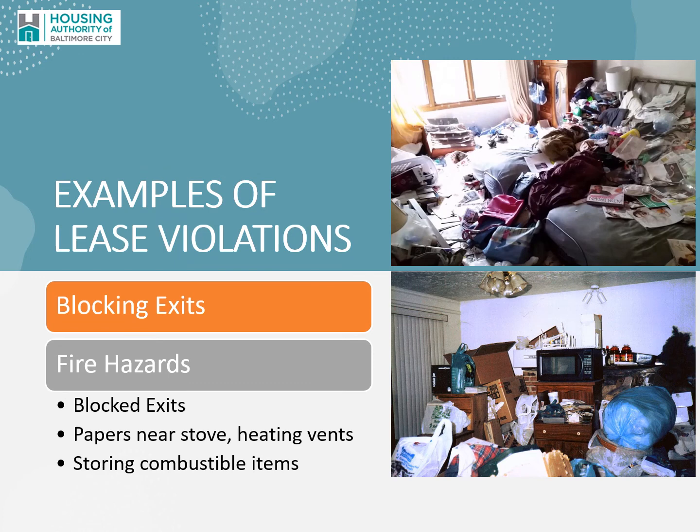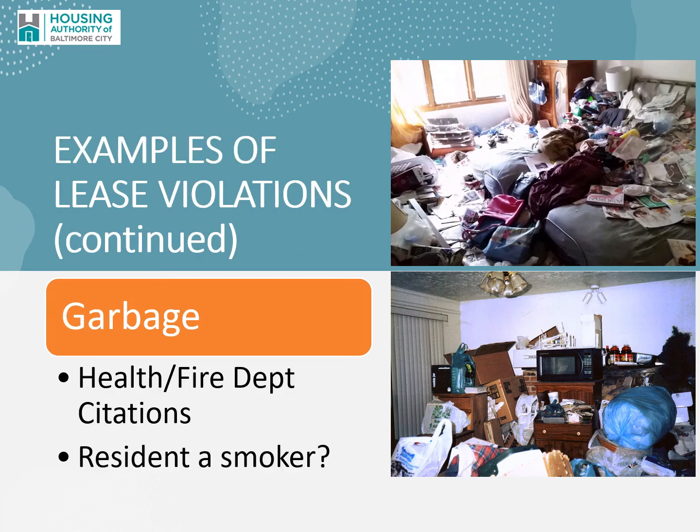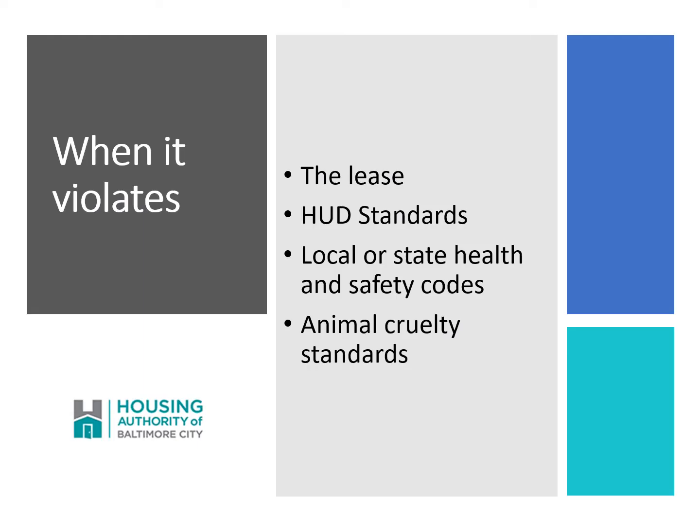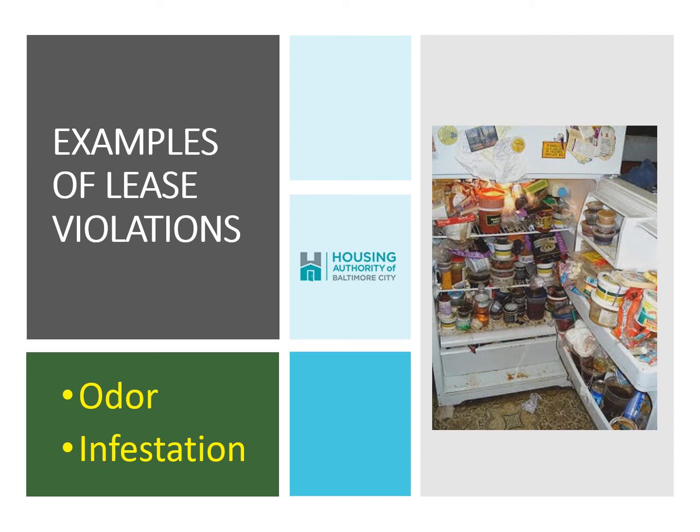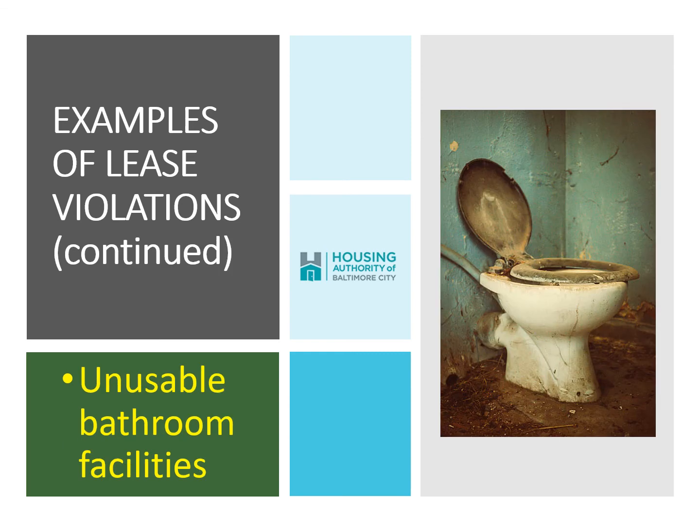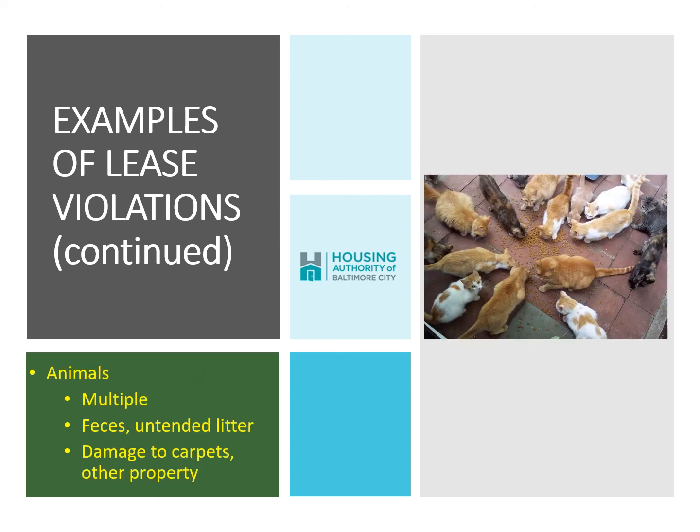Examples of lease violations include blocking exits and fire hazards. In addition, examples of lease violations include garbage. It violates the lease, HUD standards, local or state health and safety codes, and animal cruelty standards. Examples of lease violations include odor and infestation. Also, unusable bathroom facilities. In addition, animals: having multiple animals, feces, or unattended litter, and damage to carpets and other property.